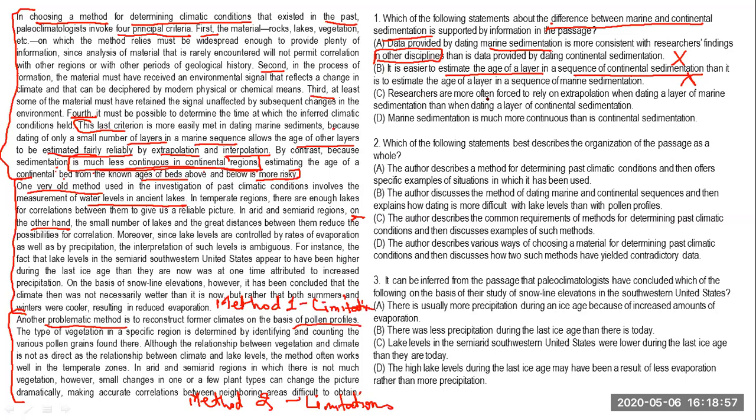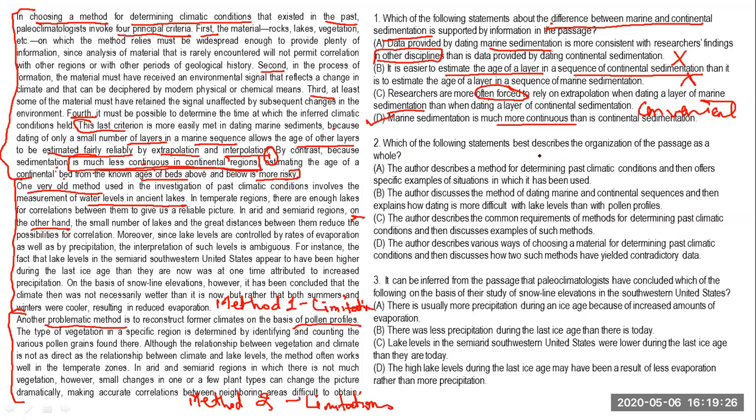C says researchers are more often forced to rely on extrapolation when dating a layer of marine sedimentation. They are not forced to rely on it. It is just convenient for them to estimate the age of different layers by extrapolation. So C also goes out. D says marine sedimentation is much more continuous than continental sedimentation. We just read it here. So this is the answer to our first question, D.